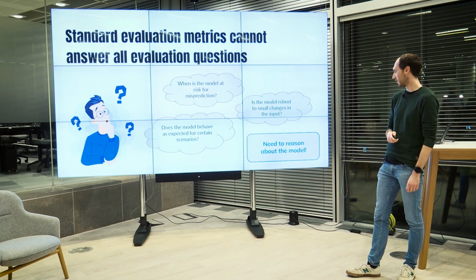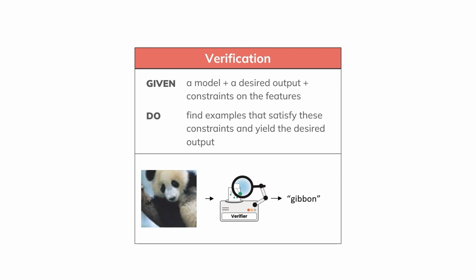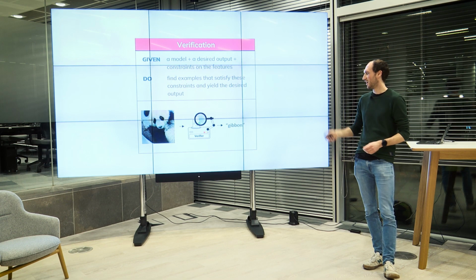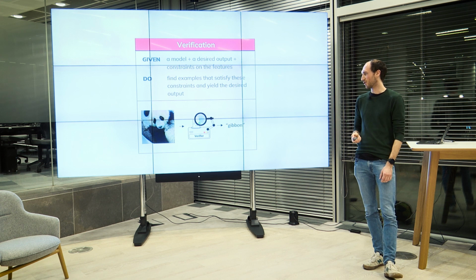What we need here is to reason about the model, and one technique we can use for that is verification. I guess verification is a quite new machine learning technique. I think most of you will be familiar with it in the context of generating adversarial images. The idea is that you try to trick the model into predicting a certain class which does not correspond with the input. For example, you might give the model an image of a panda and then try to trick it into predicting a gibbon. That's something you can do by adding a bit of noise to the input.